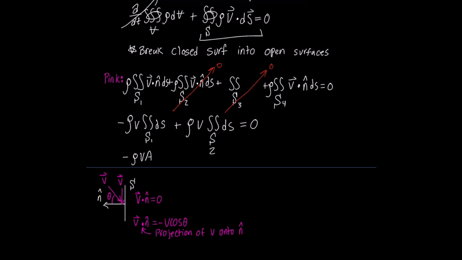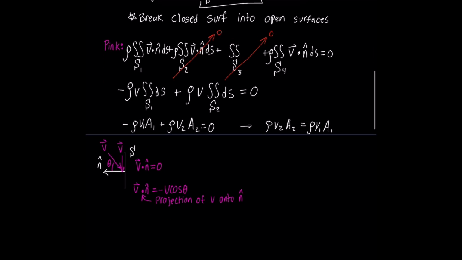And we know that a surface integral of a surface is equal to the area. So that's just negative rho v1 area 1 plus rho v2 area 2, and that equals 0. And now this is becoming a much more familiar equation. This is called the continuity equation, and this equation comes from the integral form of the conservation of mass, making some assumptions such as it's incompressible and it's steady flow. So if it's incompressible, the rho's cancel out and it becomes like this, and it's very simple to solve.